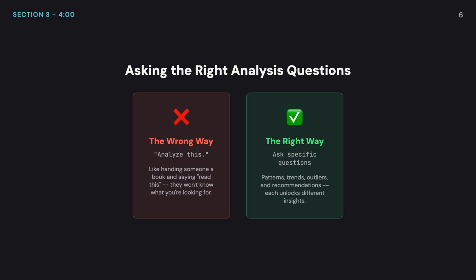First, pattern questions. What patterns do you see in this data? What's the most common response? Patterns reveal what's normal and recurring. Second, trend questions. Are these numbers going up or down? Trends tell you the direction things are heading. Third, outlier questions. What's unusual in this data? Outliers often reveal hidden problems or opportunities. And fourth, recommendation questions. Based on this data, what should I prioritize? This turns analysis into action.